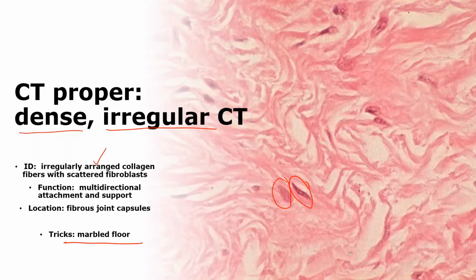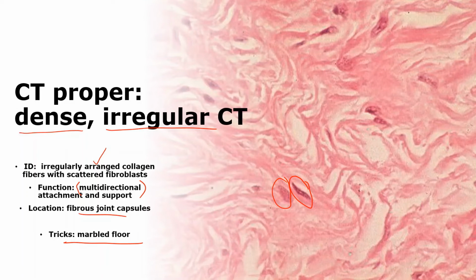So it's got the same characteristics as a regular dense connective tissue, but this is good for multi-directional attachment and support. So think about a joint like your shoulder joint. You can spin your shoulder in almost every direction you can think of. And so you would want something that can withstand multi-directional forces. So not only do we have collagen fibers that give us good tensile strength, but now they are arranged irregularly and can give us multi-directional attachment and support.